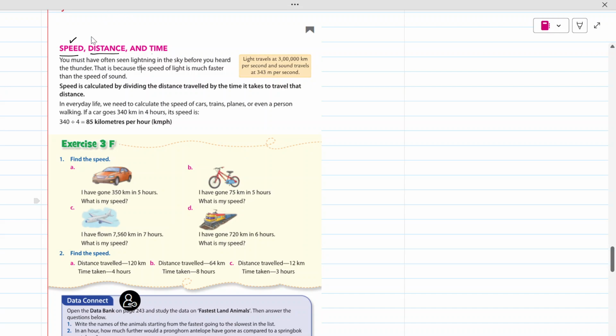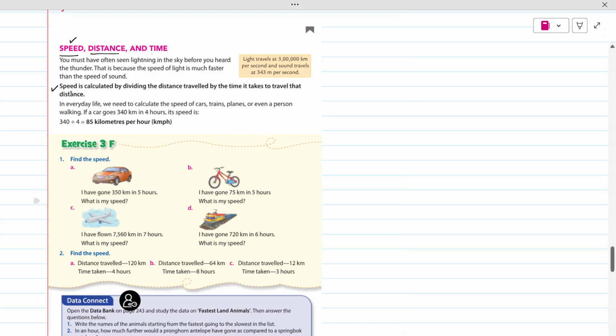Speed, everyone knows, tells us how fast or slow any object is moving, and distance tells us how far or near any object has moved. Time is known to everybody. It tells us the duration taken to move a particular distance. Now we will understand how these three, speed, distance and time, are related to each other.